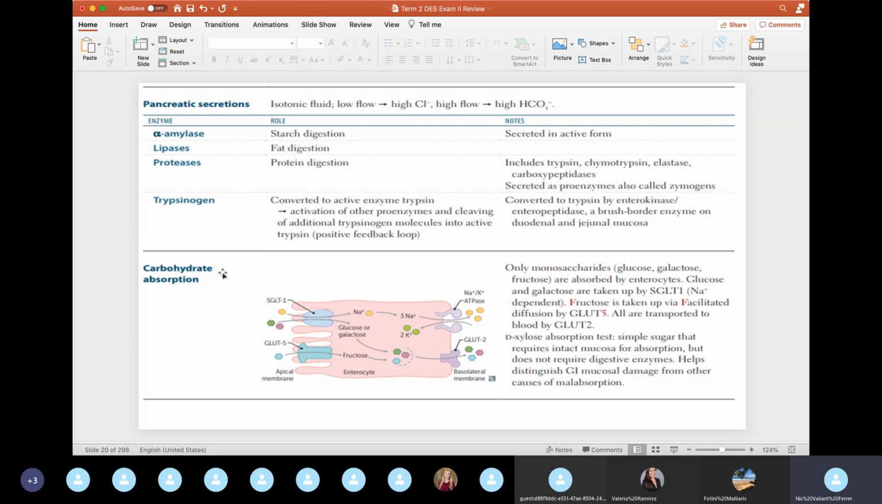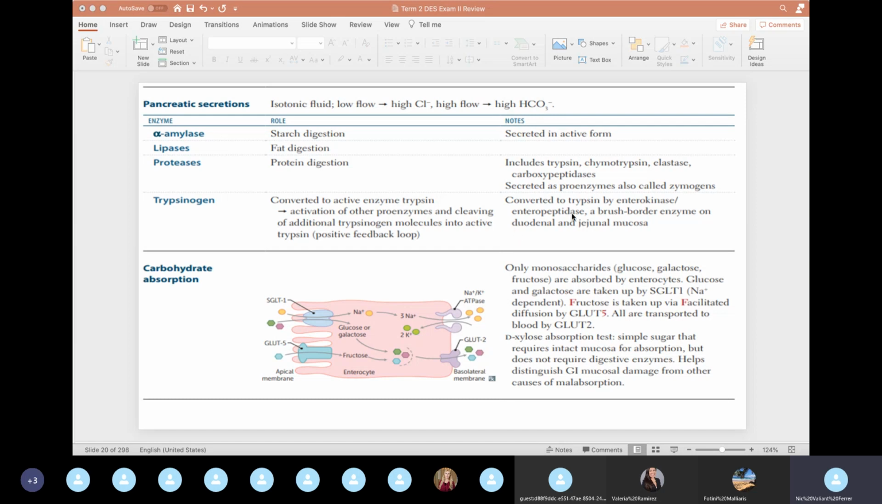Again, know the enzymes. Amylase, think about starch digestion. Lipase, lipids, think about fat digestion. Protease, protein, right? Think about protein digestion. These are your trypsins, chymotrypsins, your elastase, and carboxypeptidase. Trypsinogen is very high yield because it can be converted to trypsin, and this trypsin cleaves other trypsinogen molecules into active trypsin. Don't forget that trypsinogen is converted to trypsin via what?